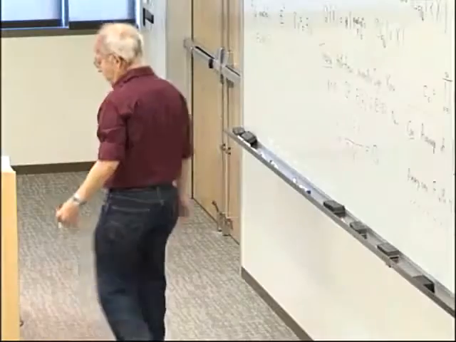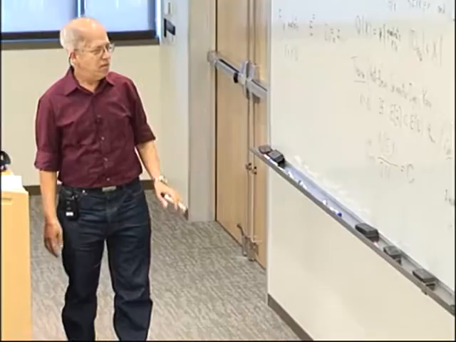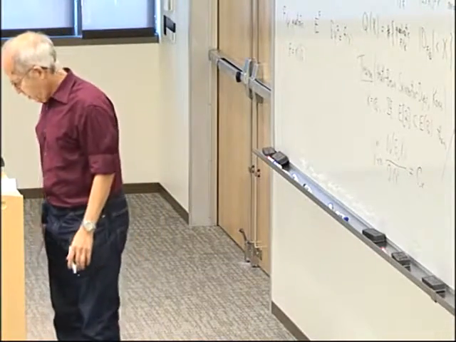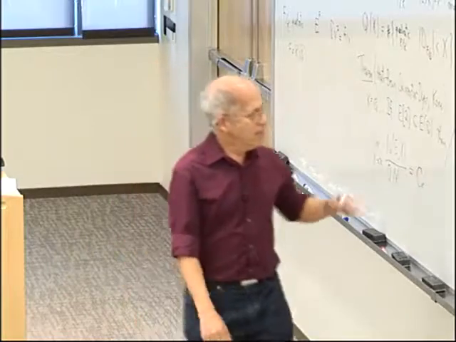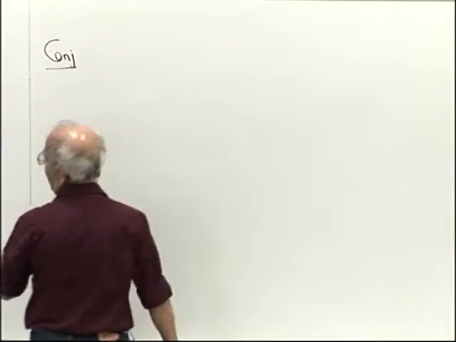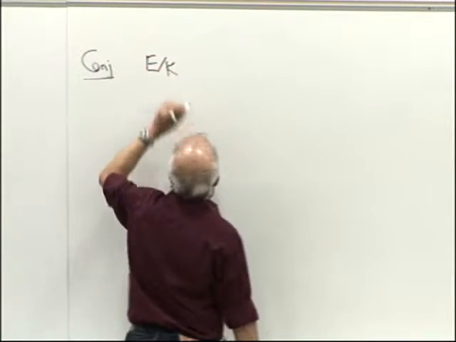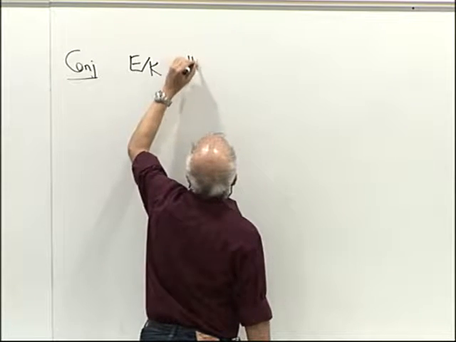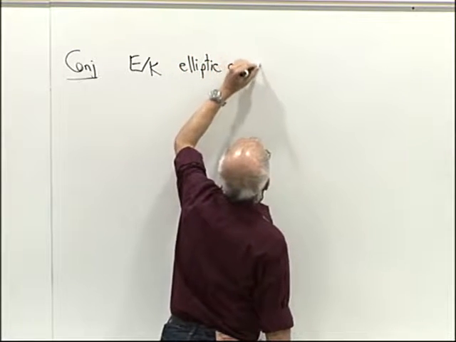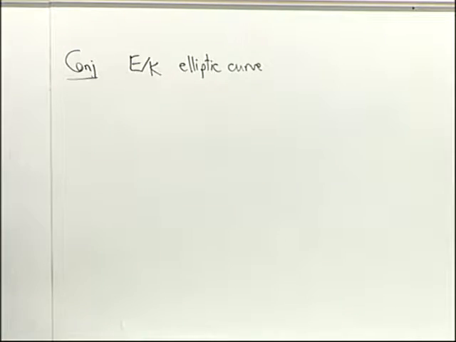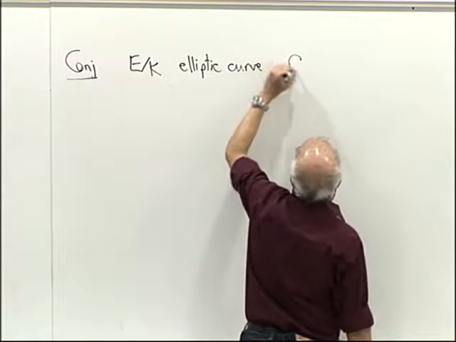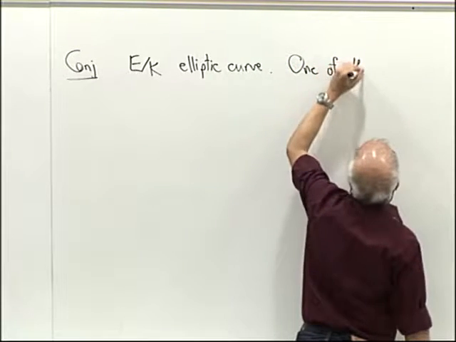So what do we expect? Well, it doesn't take too much generalizing of this result and some of the things I'm going to say in a little bit to say that, more or less, the same thing should happen for any K and any E over K. Just any elliptic curve now. What I really want to say is that one of the following three things happens.